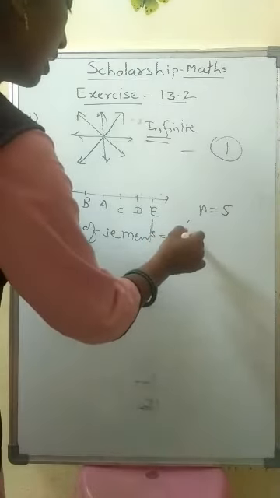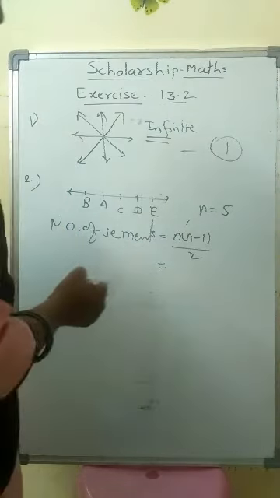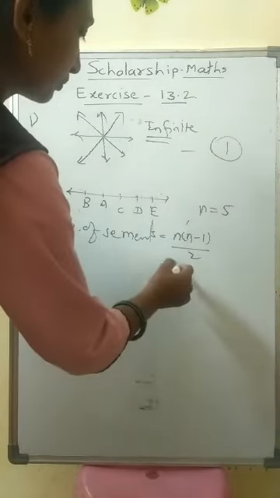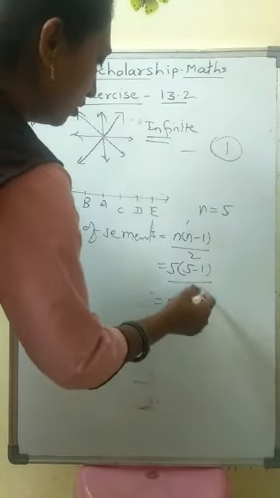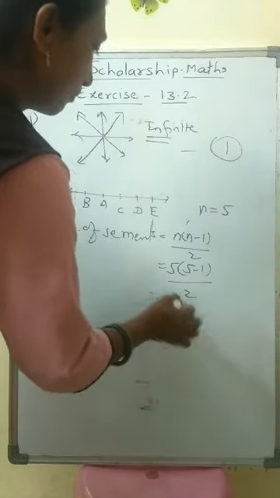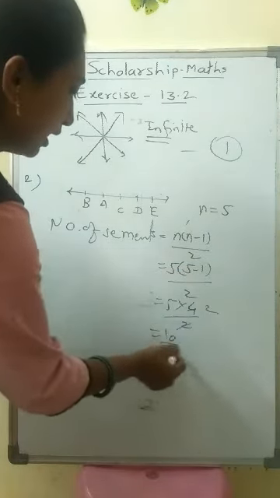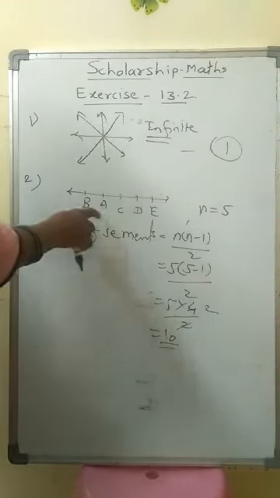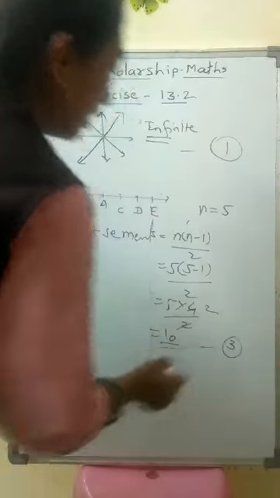So the formula to find the number of segments is n(n minus 1) divided by 2. Using the 5 points, 5 times (5 minus 1) divided by 2. 5 multiplied by 4 is 20, and 2 tens are 20, so 20 divided by 2 is 10. It means that 10 segments you can find using that diagram or line. So option number third is the answer.